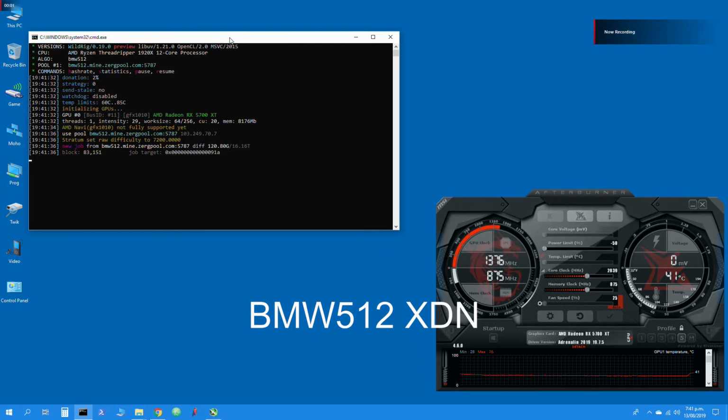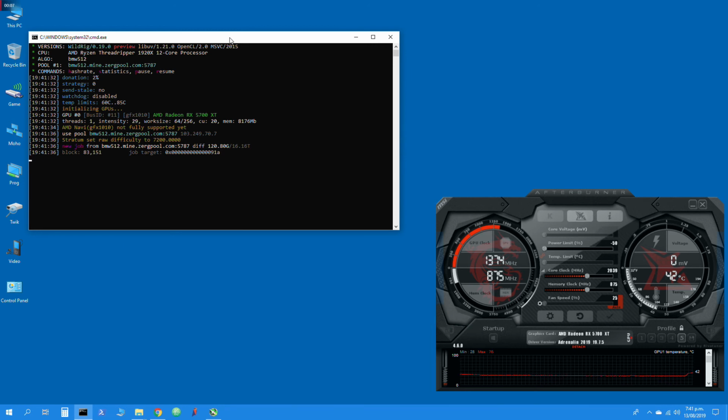The next algo we're looking at is BMW512, and I'm mining Digital Note using this. I'm getting around 882 megahashes per second, and temperature is around 44 degrees Celsius. As I mentioned earlier, once you adjust your fan speed and then start the mining, it usually stays constant.